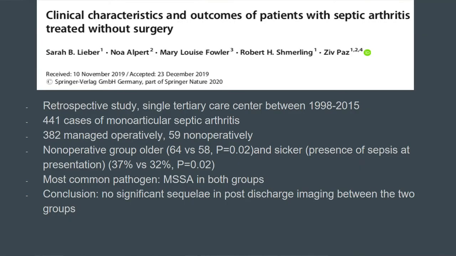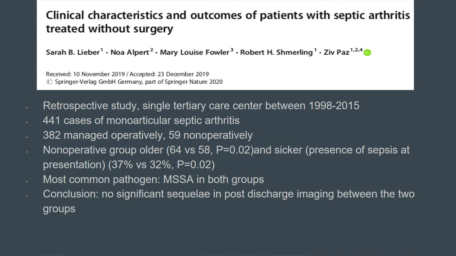Now, it's safe to assume that they probably received one arthrocentesis initially to be diagnosed with septic arthritis, but they didn't go into further details in terms of what kind of management the ones that didn't get surgery received. Again, the non-operative group was older, 64 versus 58, and they were also sicker, 37 versus 32, and that probably played some role in not taking these patients for surgery. The most common pathogen was MSSA, and they concluded that there was no significant sequelae in post-discharge imaging.